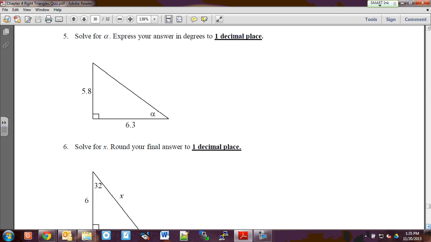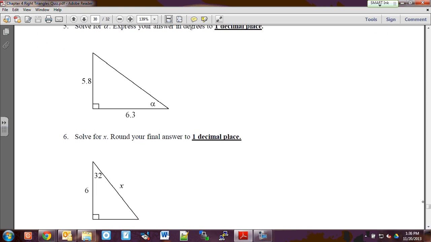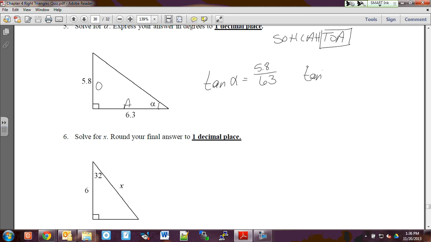Number 5, solve for alpha. Express your answer in degrees and round to a single decimal place. So here's our angle. This is the opposite side. This is the adjacent side. If you go back to SOHCAHTOA, opposite and adjacent, that's tangent. So we know that the tangent of alpha is going to equal opposite over adjacent. So 5.8 over 6.3. Again, you're going to have to do the inverse tangent.